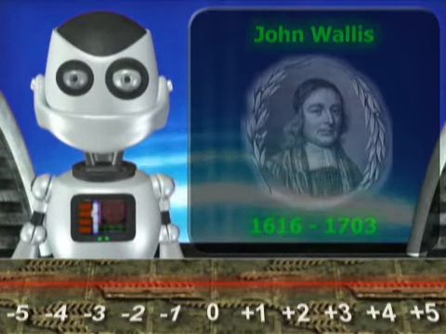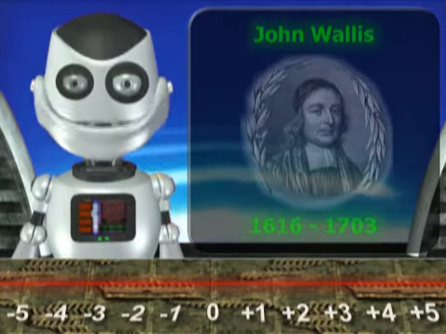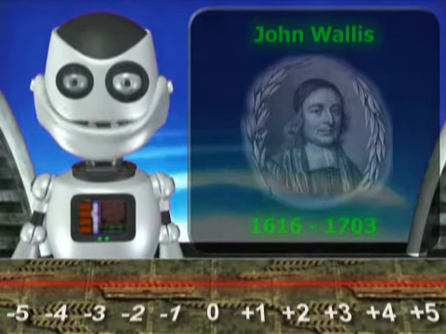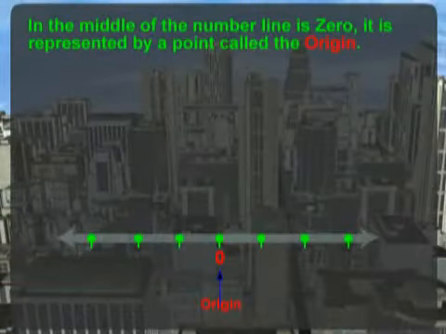The number line, which we use today, was created by the English mathematician John Wallis, who lived between 1616 and 1703. Let's take a close look at a number line.